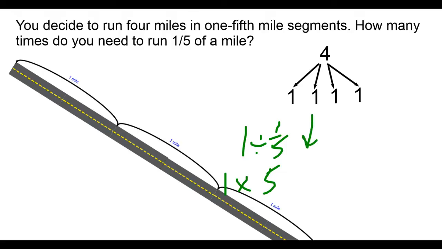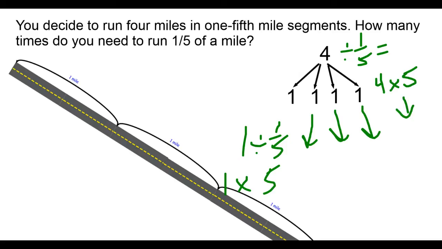This one is the same thing. So 4 divided by 1/5 is actually 4 groups of 5/5, or 4 times 5 of those to create 20 as our answer.